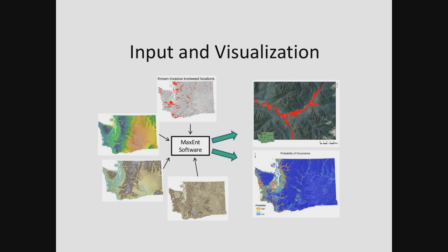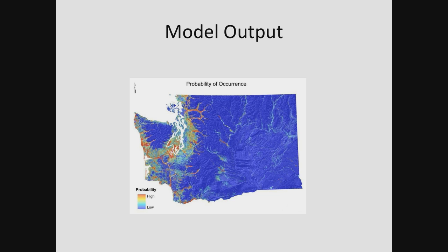So again, the data all feeds into the Maxent software, and what is produced are some visualizations of your data, which allows you to start looking at things and making some management decisions. This is what the model output looked like for us for knotweed. The red colors are a much higher probability of infestation or invasion than the low blue colors. So it gives you a picture of which areas you're looking at. And of course with knotweed, it's generally a riparian plant, not always, but generally, so a lot of the waterways show up red.